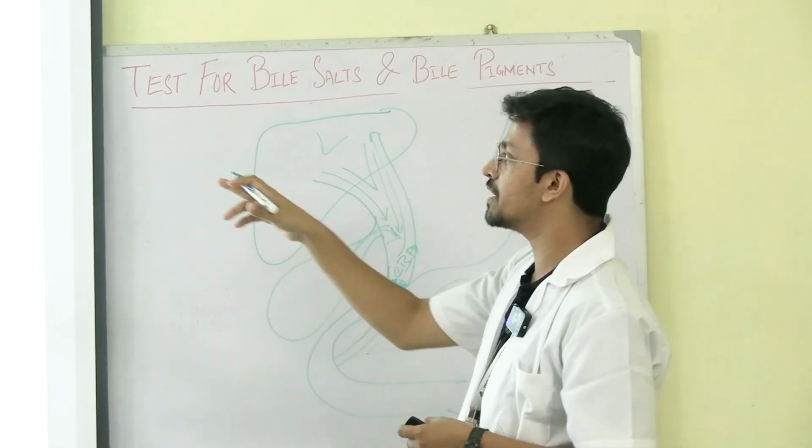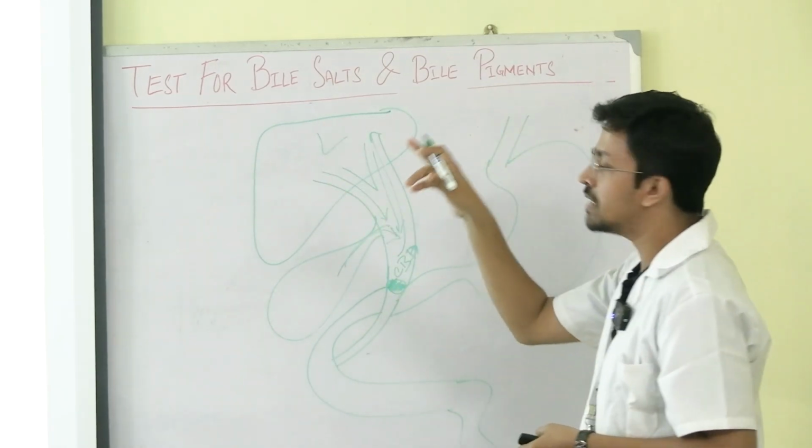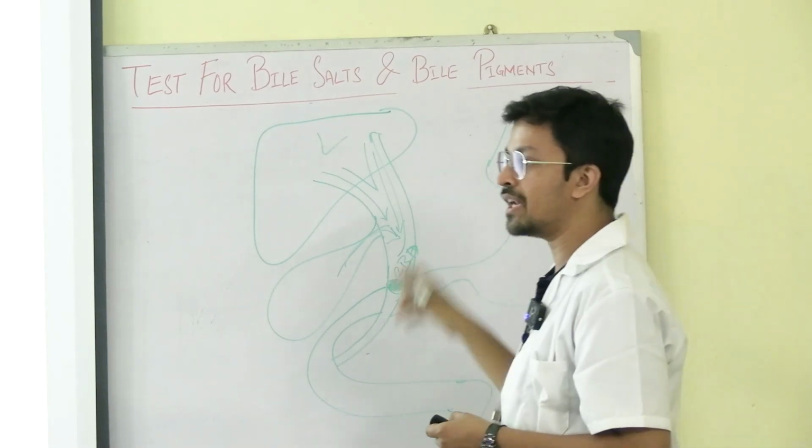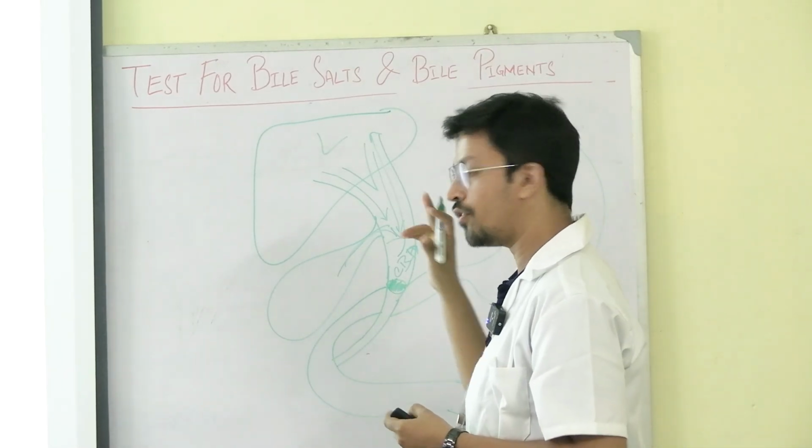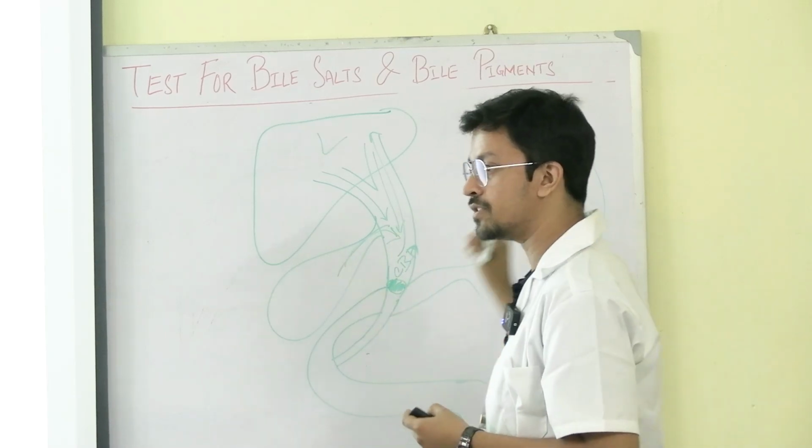That is what is written over there. In case of obstructive jaundice, the bile salts are excreted in urine in higher amount. Excess amount of bile salt you can see in urine in case of obstructive jaundice. I tell you again, it is obstructive jaundice.